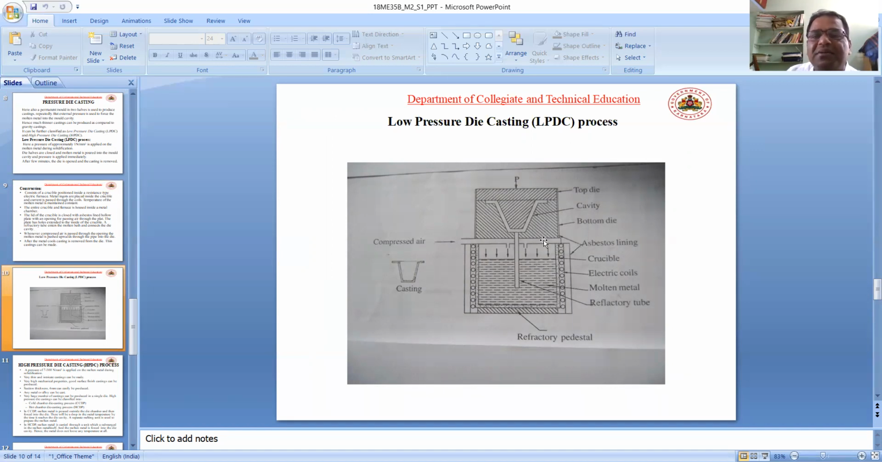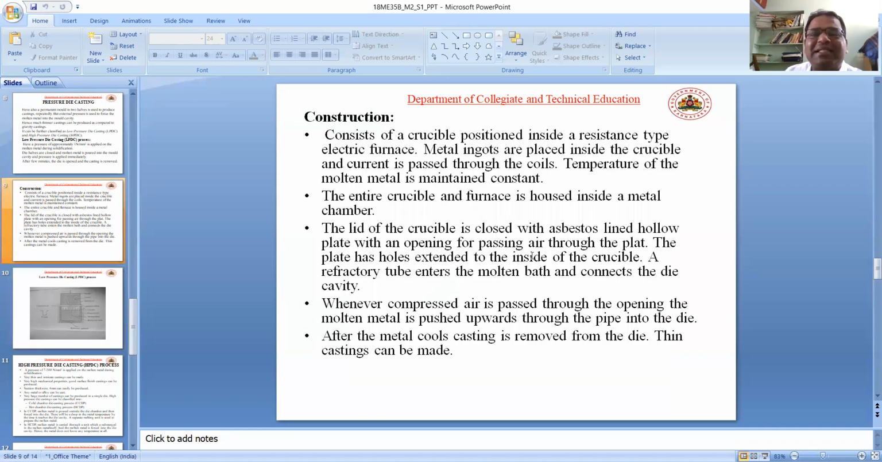Construction we'll see. It consists of a crucible, which contains molten metal, positioned inside the resistance type electric furnace. The function of the furnace is to convert solid metal into molten metal. The metal ingots are placed inside the crucible and current is passed through the coil. Once the solid metal is converted into molten metal, the temperature is maintained constant.